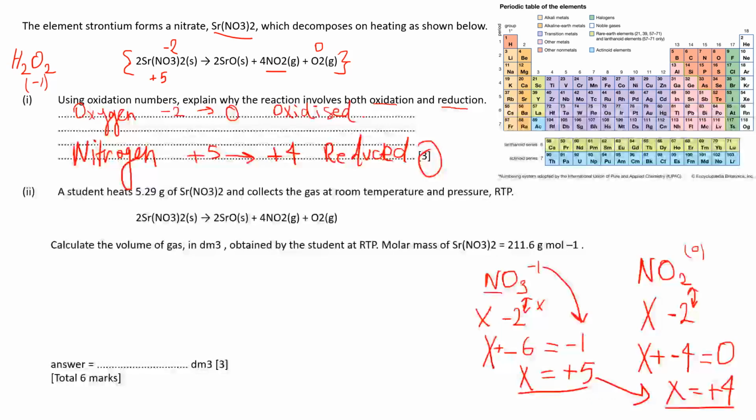So 1 mark for identifying the oxidation state change in oxygen, 2nd mark for nitrogen, and then the 3rd mark for the terms showing what was oxidized and what was reduced. And that's basically it.